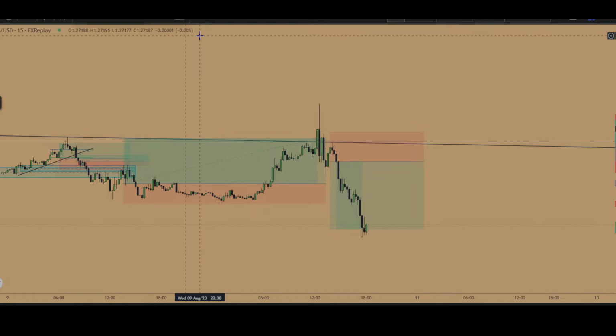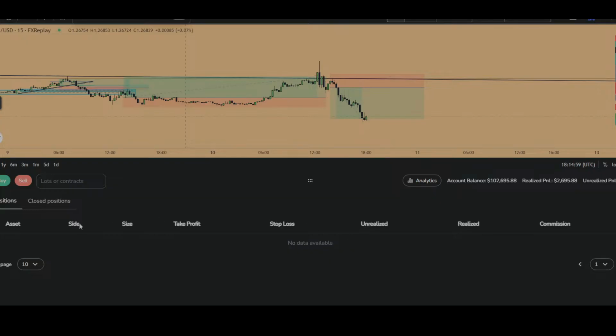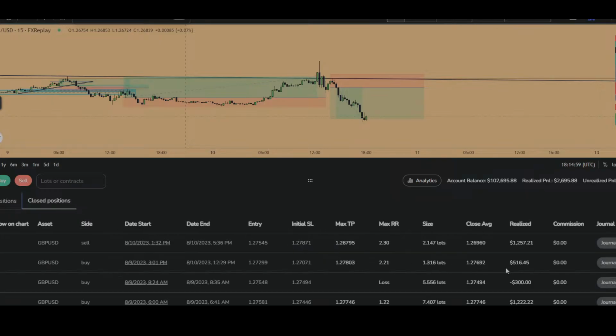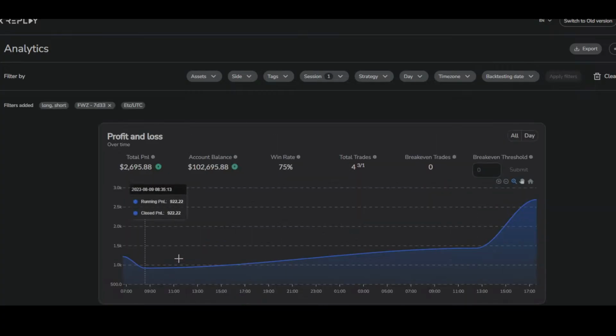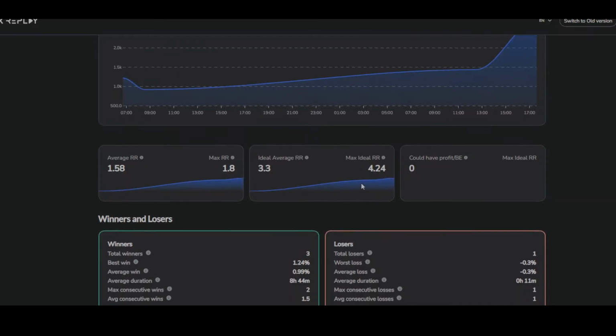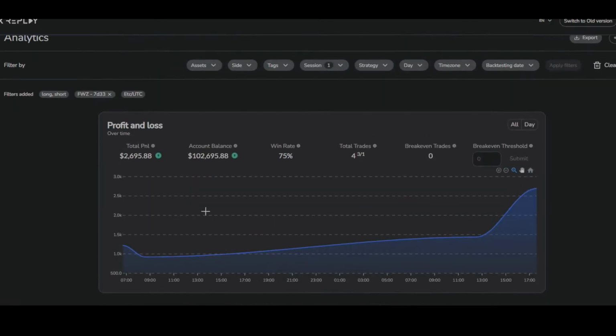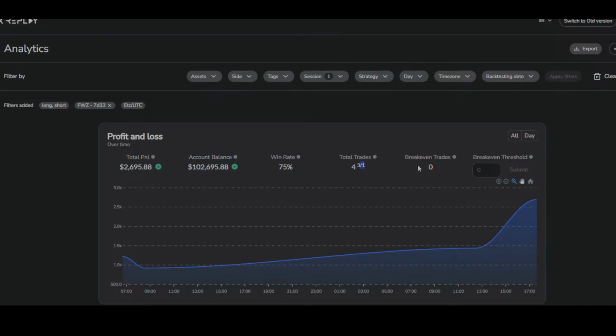So we are already $2,000 in profit. 4 trades, 3 in profit and 1 in loss. 75% win rate. Okay.